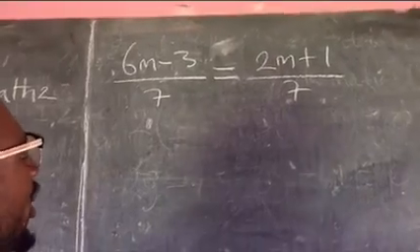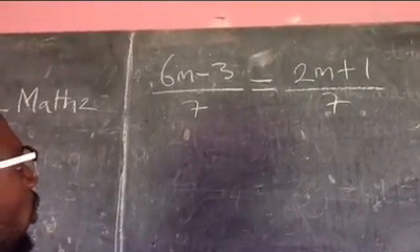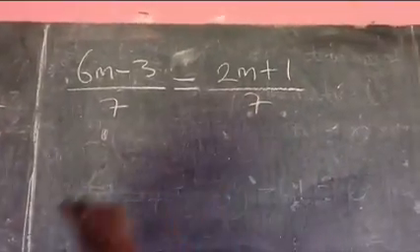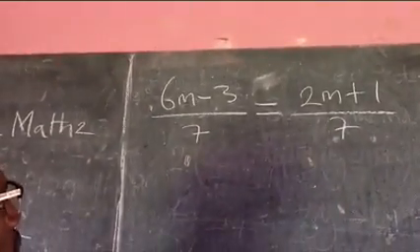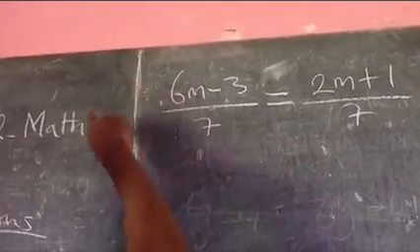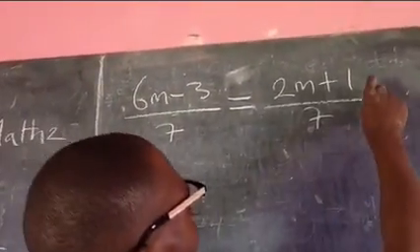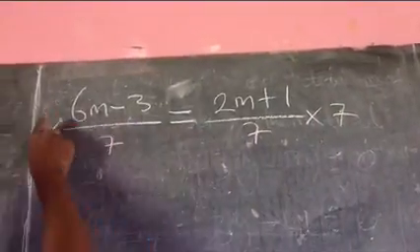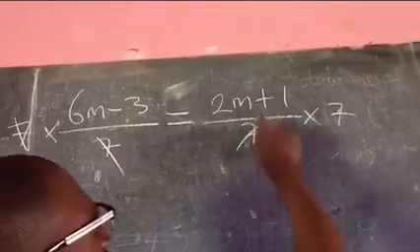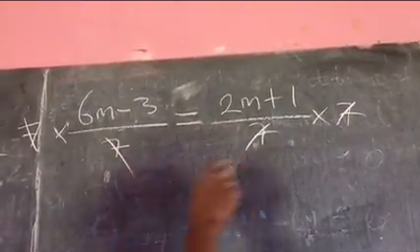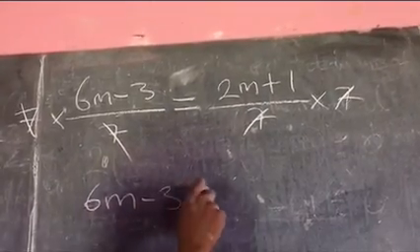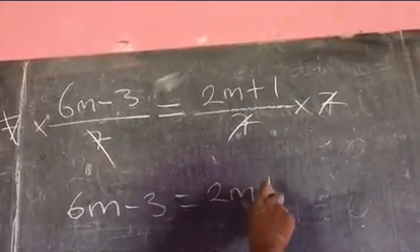For this equation, see what we will do. We need to remove the denominators, the ones that are down. How do we take them down? We multiply all of them by 7. Times this one by 7, times this one by 7, then this one will cancel this one, and this one will cancel this one. Then our matter is arranged like this: 6m - 3 = 2m + 1.